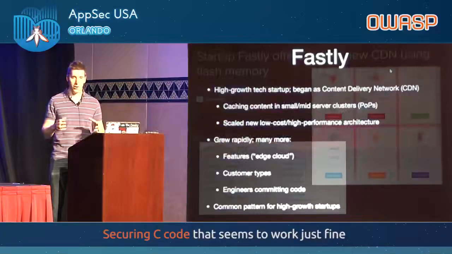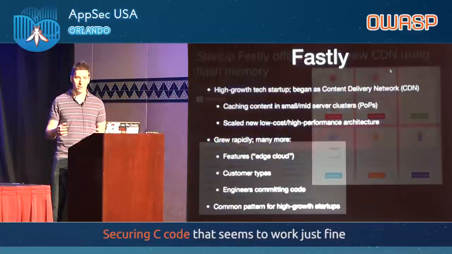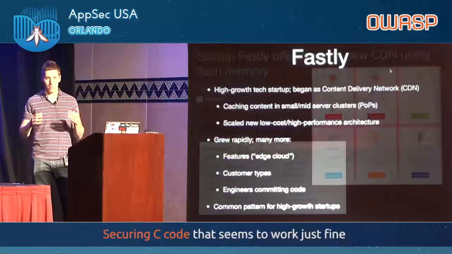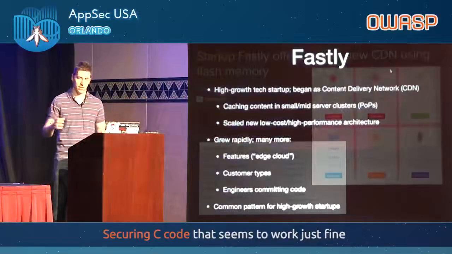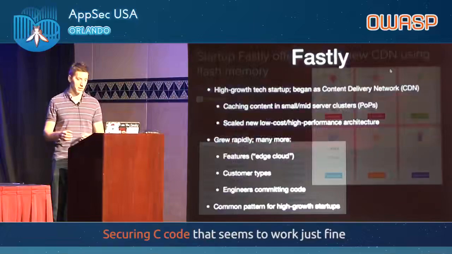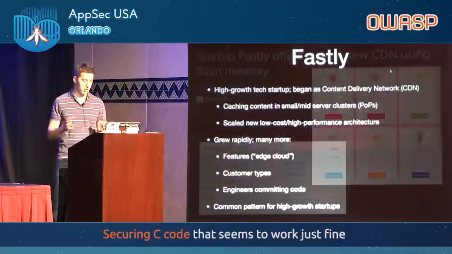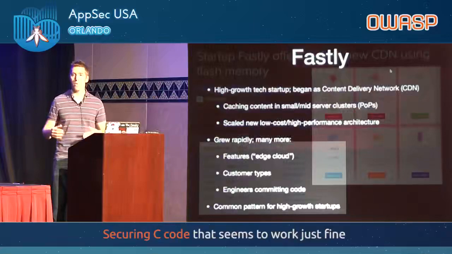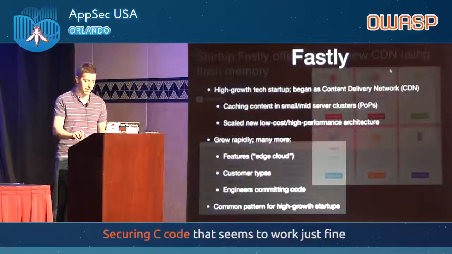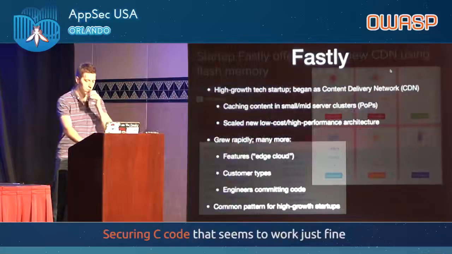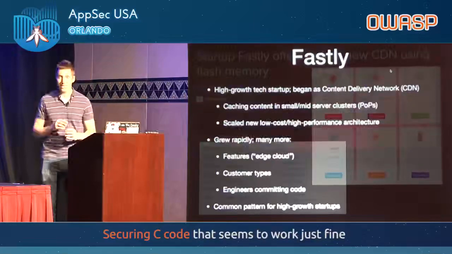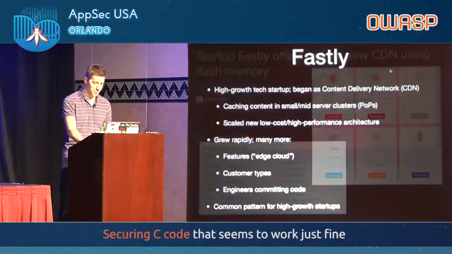So the company started to grow quickly. They were getting customers even faster than they expected. And as the company grew, this is a common story, they started to add more features. At this point, they call it an edge cloud because there are so many features running in these points of presence around the globe. They started to have more types of customers, big customers, small customers, from a lot of different countries. And of course, as the company grew, there were more and more engineers committing code. This is the story of Fastly, but it's a pretty common pattern for high growth tech startups. I mean, it's a good thing. I'm thankful for it. I have a job, so that's cool.